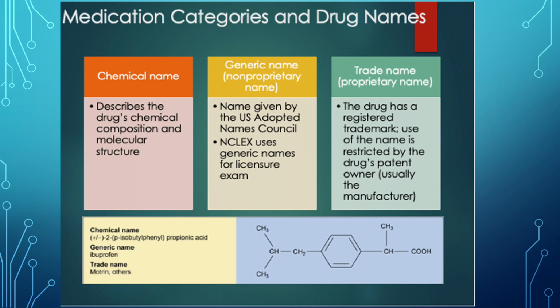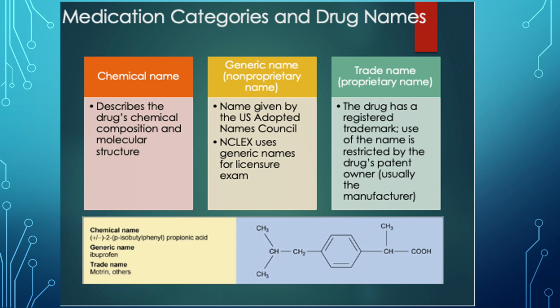One way that we categorize medications is by their generic versus their brand or trade name. It's important that for your nursing practice, you are familiar with both generic names and brand or trade names, but for NCLEX exams, they use strictly generic names, and I will be using the majority of generic names for my exams as well. So how do they get a generic versus a trade name?